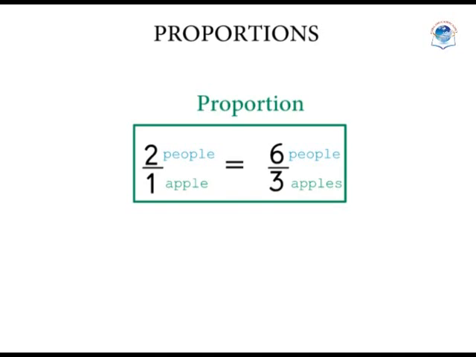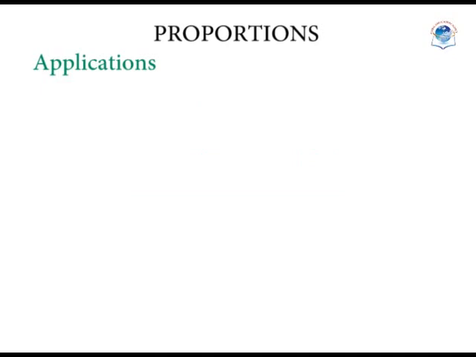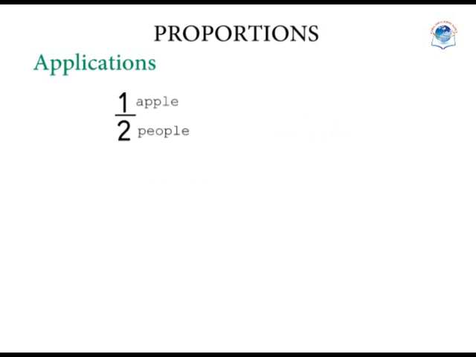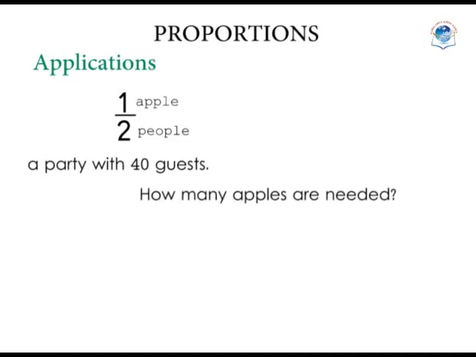Knowing that, the next question will be, what do we need proportions for? Proportions are used to find an unknown value from a set of known values. For example, let's suppose we have a big party and 40 people are invited and we want to know how many apples we need. We can calculate that. We know that one apple is shared by 2 people. Let's take that ratio and set up an equivalent ratio for 40 people.